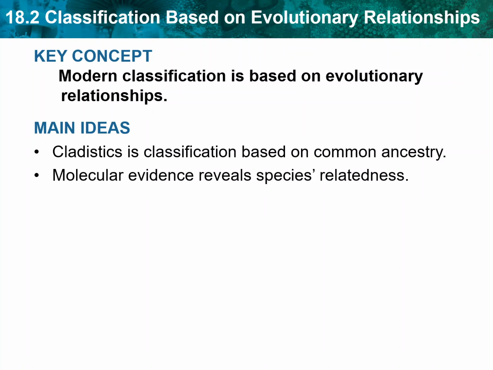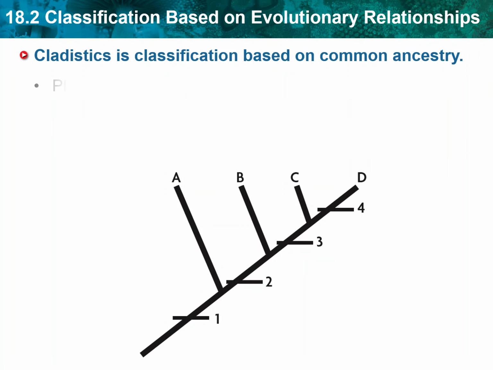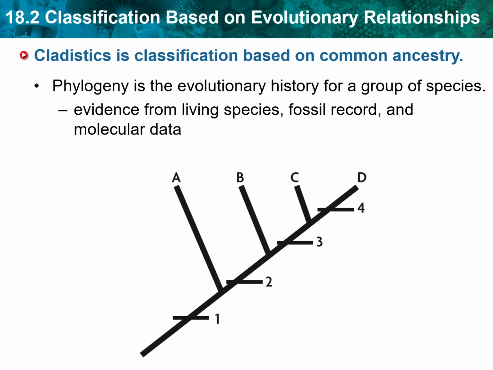Chapter 18, Section 2, Classification based on evolutionary relationships. Key concept: Modern classification is based on evolutionary relationships. Main ideas: Cladistics is a classification based on common ancestry, and molecular evidence reveals species relatedness. First main idea: Cladistics is classification based on common ancestry.